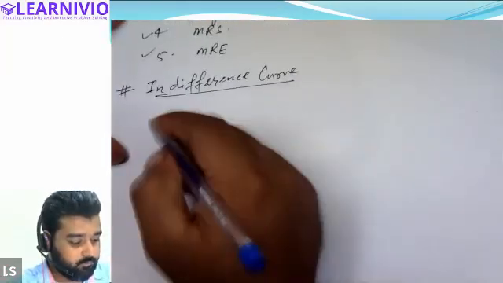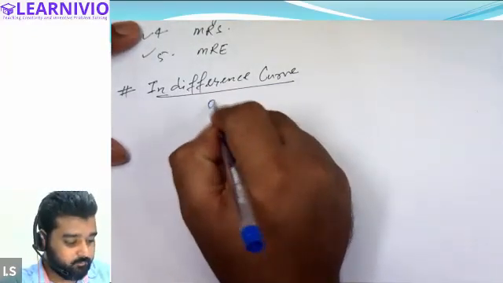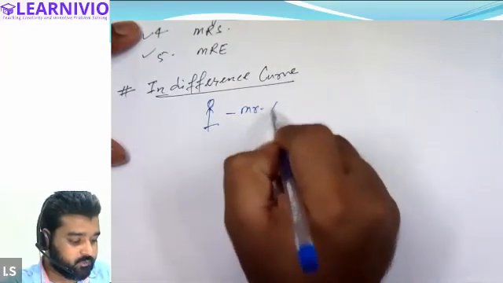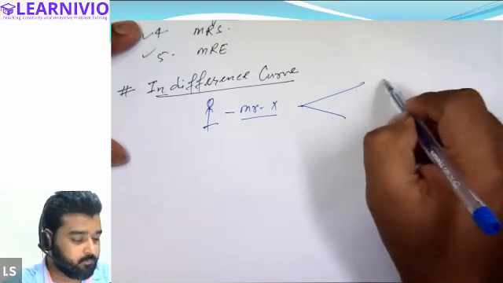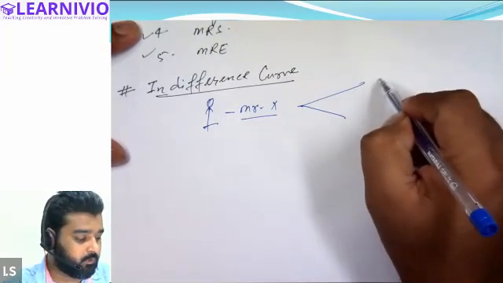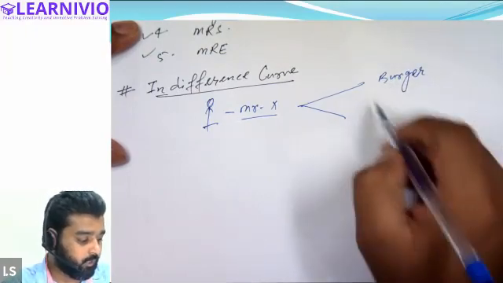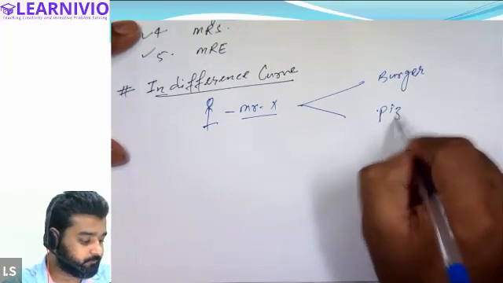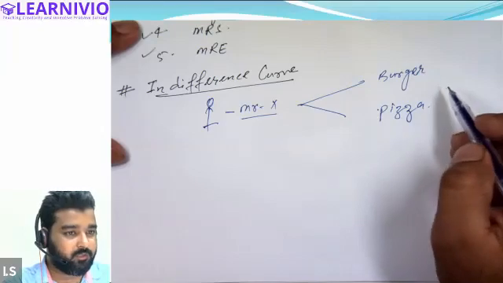See, let's assume there is a customer, and as usual, this is Mr. X, and Mr. X is basically consuming two goods. Let's suppose he's consuming burger and pizza. All right. So Mr. X is a consumer who is consuming two goods, burger and pizza.